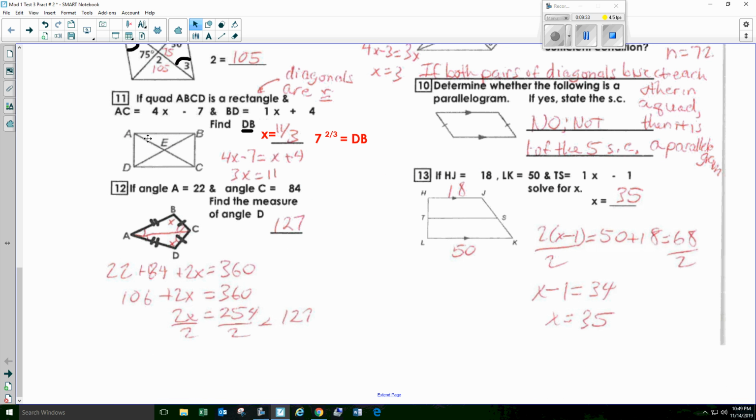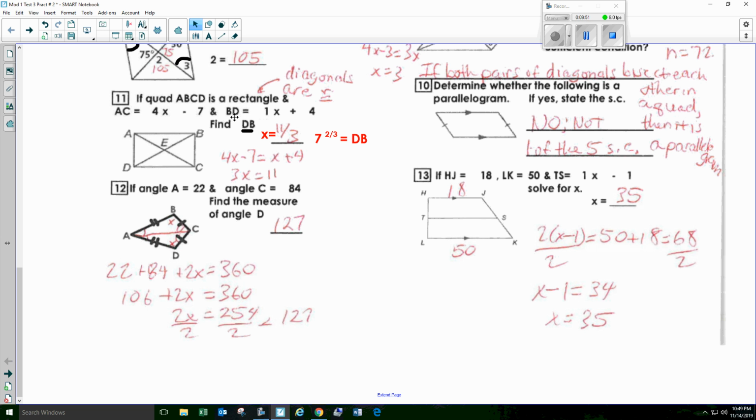All right. Number 11, we have a rectangle, so we know that the main property of the diagonals of a rectangle, besides the definition itself, is that the diagonals are congruent. And so it gives me AC and BD, so I just set them equal to each other and solve. Okay, and I get x equals 11/3.